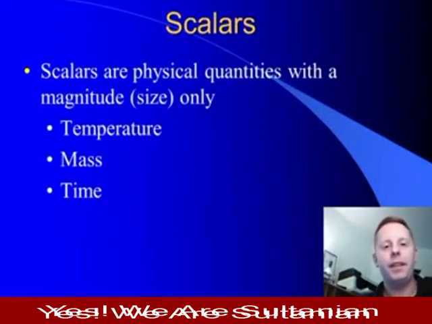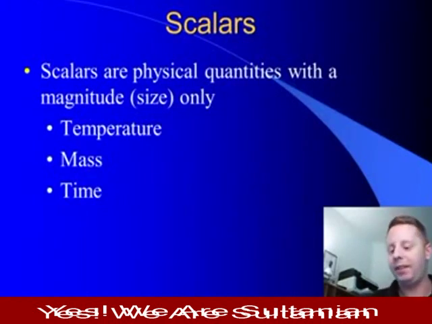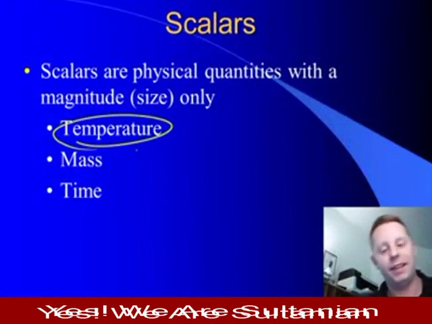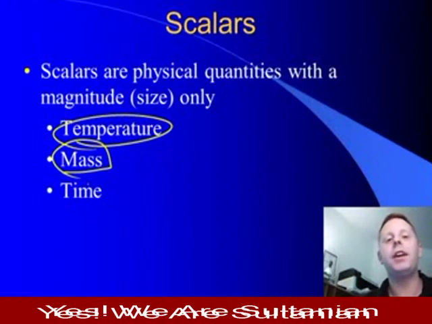So to begin with, let's talk about scalars. Scalars are physical quantities that have a magnitude or a size only. Things like temperature doesn't have a direction, it only has a size. Mass, how much stuff you're made up of in kilograms, doesn't have a direction associated with it. Or time, which we measure in seconds. And you may think of time going forward and backward, but that's not really a direction like a direction on the compass. So those are all scalar quantities.